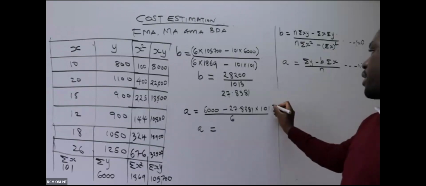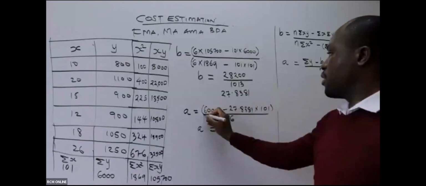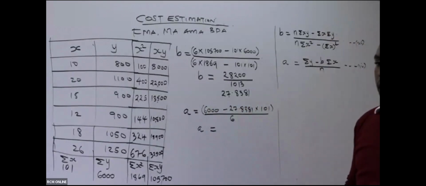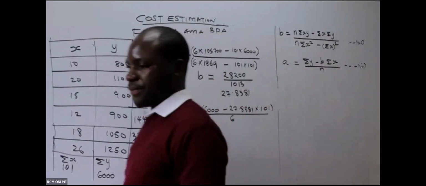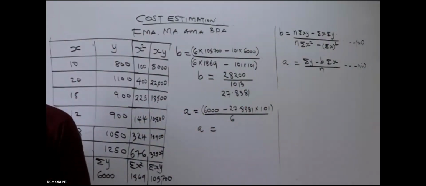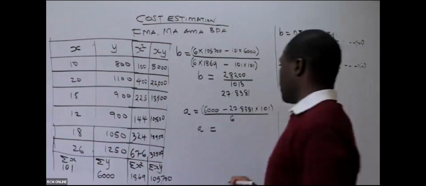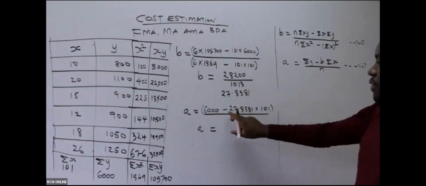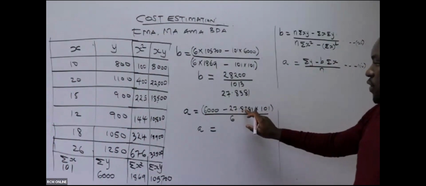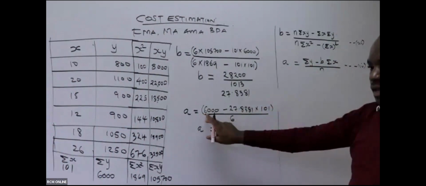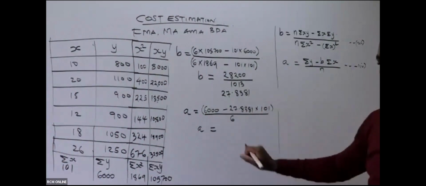So put this in bracket, and then you divide by 6. What will you have? You can deal with this first part. Remember, we are having negative 27.8381 times 101. Deduct it from 6,000, then you divide by 6.